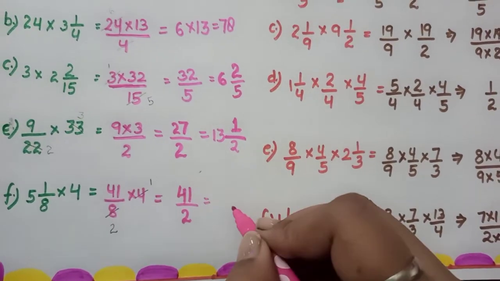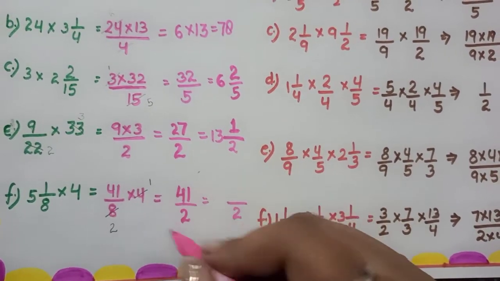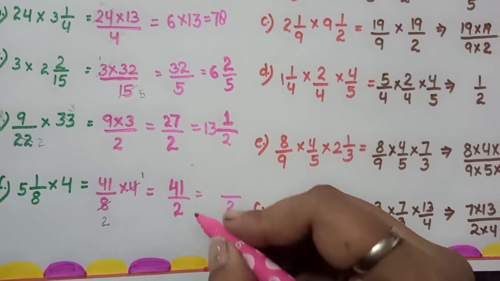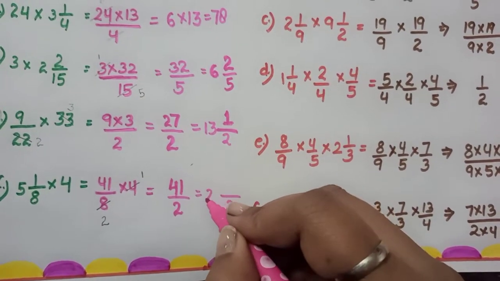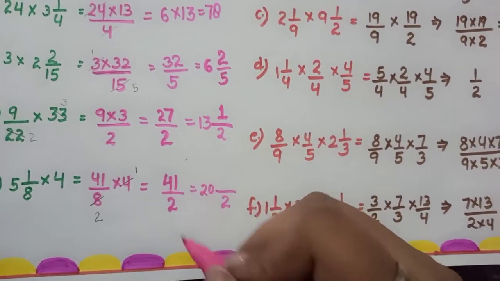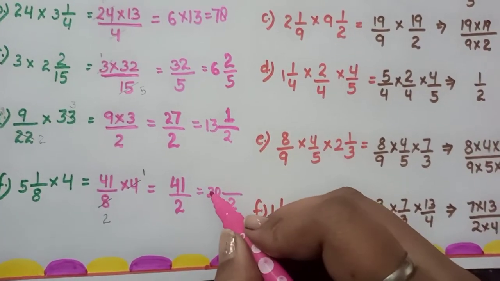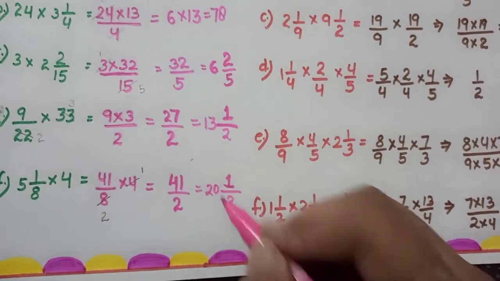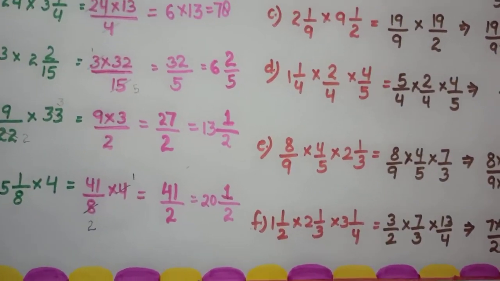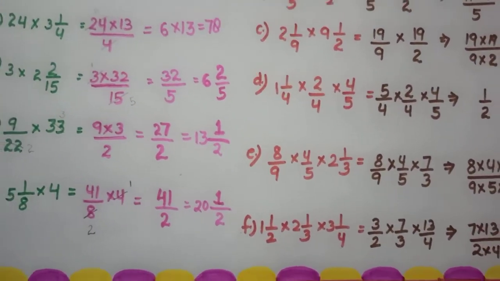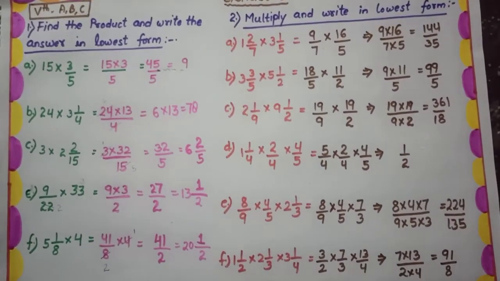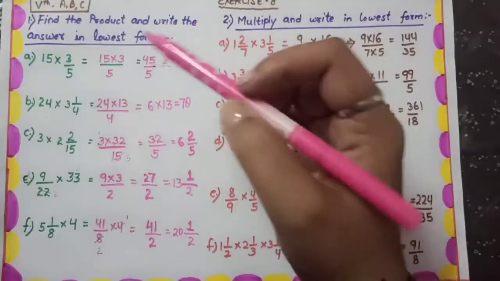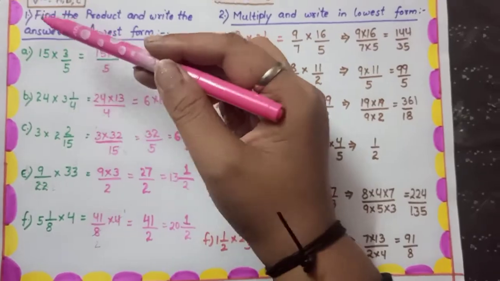Okay, now we need to convert this improper fraction to a mixed fraction again. See, 2 20s are 40, right? 2 20s are 40 and to make it 41 only 1 is left. So this 1 we will write down in the numerator. Okay students, so this is how we have done question number 1.